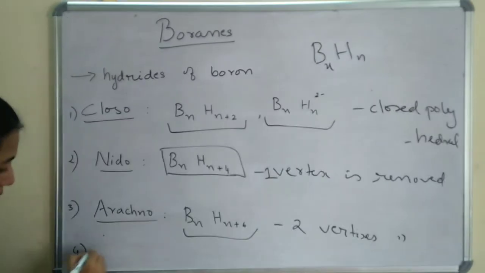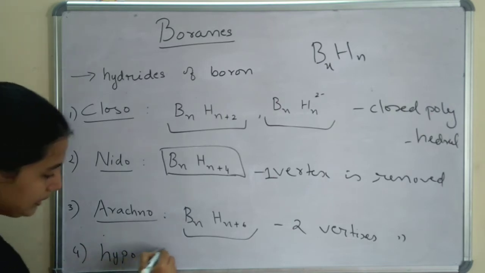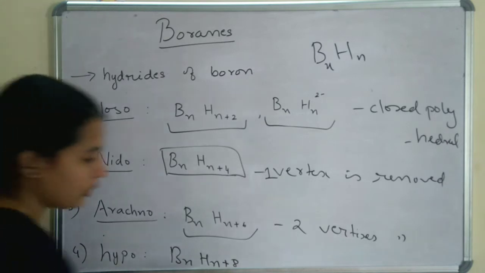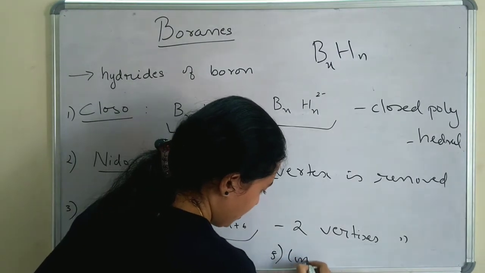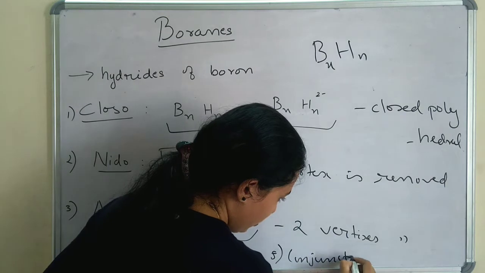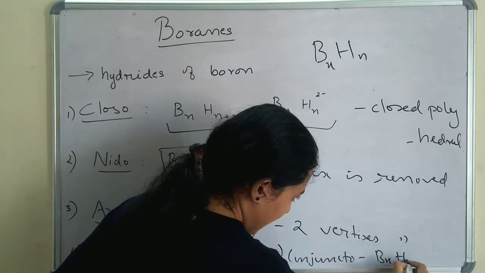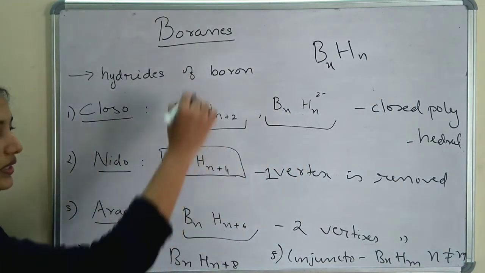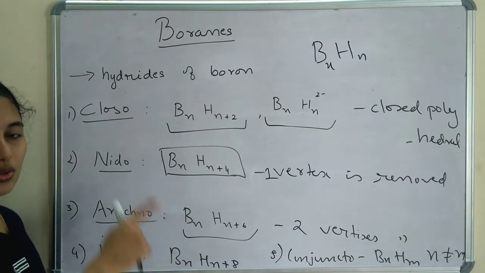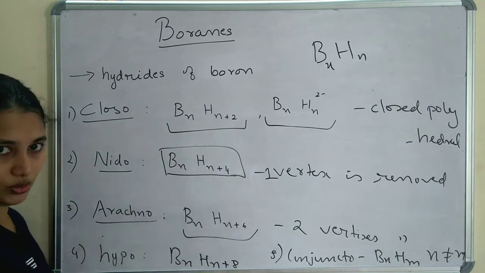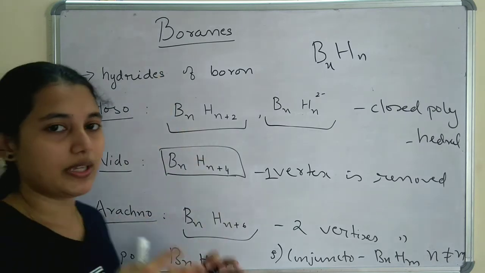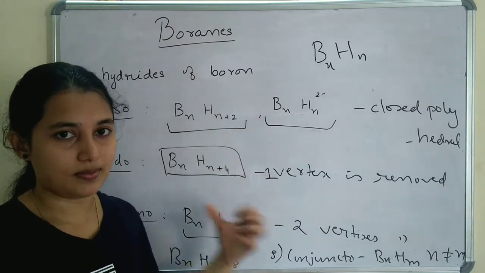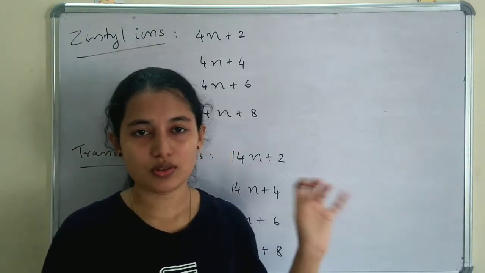And for Hypo, it is BnHn+8. And for Conjuncto, BnHm where n is not equal to m. So these are the types of boranes: Closo, Nido, Arachno, Hypo and Conjuncto. Using these general formulas, we can determine the geometry of the given compound or complex. So we have seen the structures of boranes.